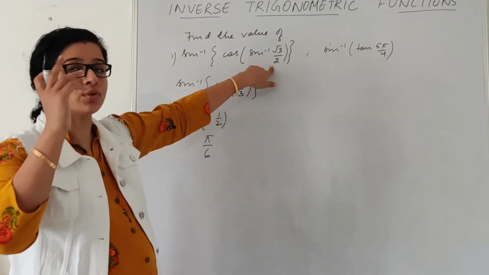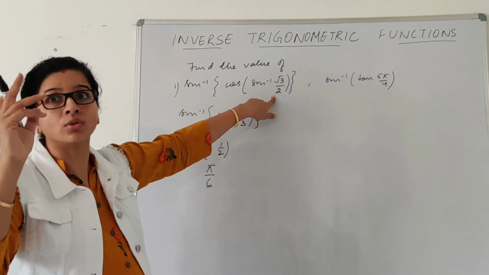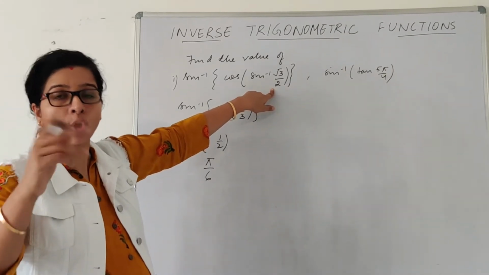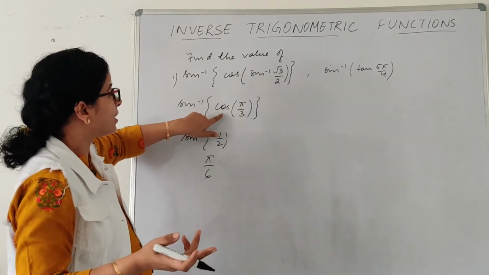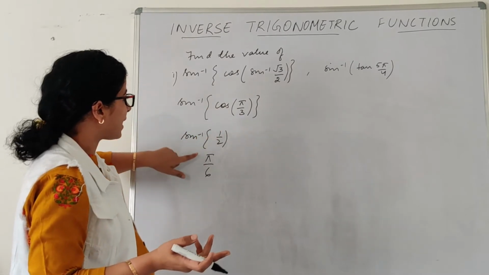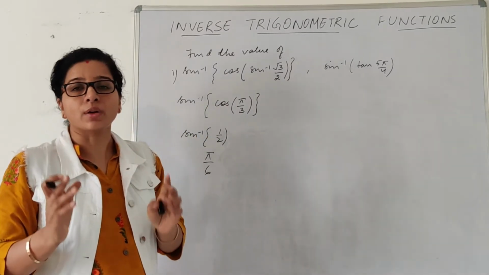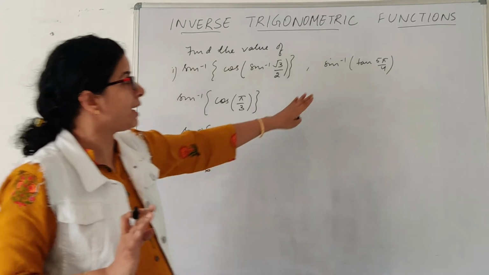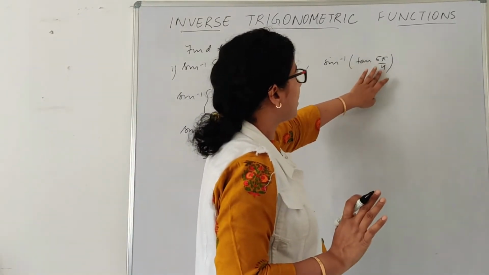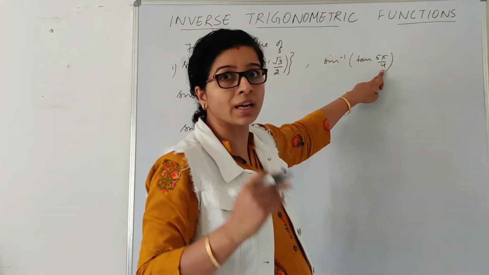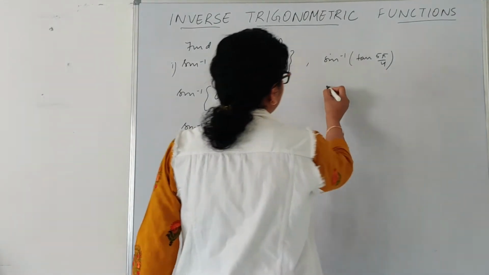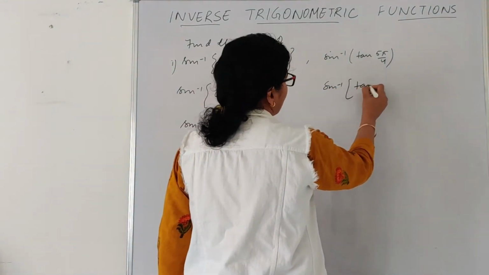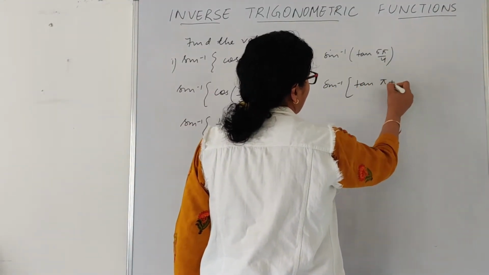So we have to check when sine is root 3 by 2: at 60 degrees, or pi by 3. So I substitute, then find the value of cos pi by 3, substitute that, and then finally find the value of sine inverse 1 by 2. Similarly here, I have sine inverse tan 5 pi by 4. So first I have to calculate the value of tan 5 pi by 4. Okay. So sine inverse tan 5 pi by 4, that is pi plus pi by 4.